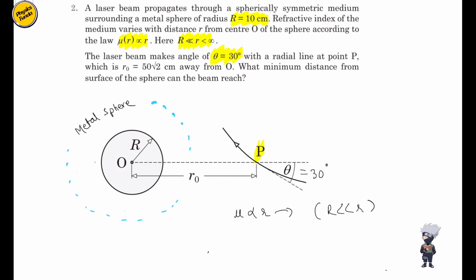Here the figure is a very magnified view, but in actual the metal sphere will be acting like a point object, and the laser beam is very far, somewhat like this. Because it's given in the question that the radius of the sphere, capital R, is very small compared to small r. So I have to take this assumption into consideration.